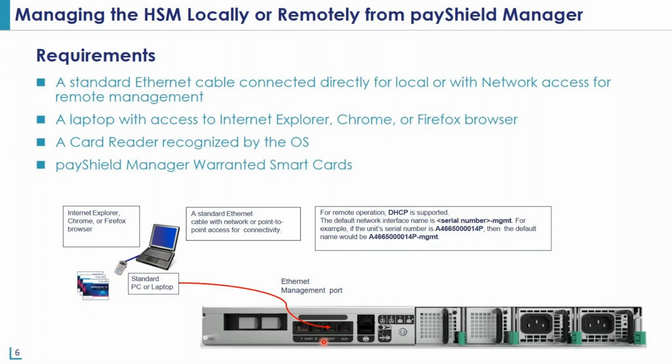If you have DHCP in your network operation environment, if your infrastructure supports DHCP, then as soon as you connect Ethernet, automatically an IP will be allocated. If you want to configure a static IP, you can configure that as well.